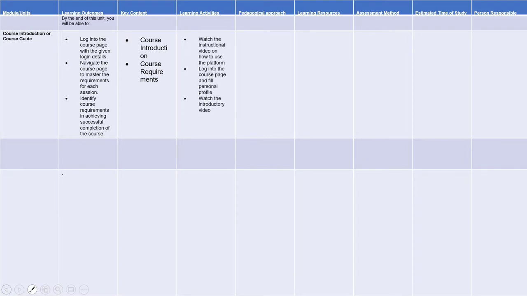The learning activities they're going to have first, because I have these things they must achieve, the learning outcomes here. And looking at the learning outcome, I have set activities that will match each learning outcome. The first one says, log into the course page with a given login details. Now, in this instance, they need to know how to even navigate, how to log in. So therefore, here I am saying, watch instructional video on how to use the platform, which means there will be an instructional video. Either I'm going to prepare it, or I'm going to get it through an existing video, which could be an OER video that is already in existence. Fine, but what they will do to achieve this is to watch.